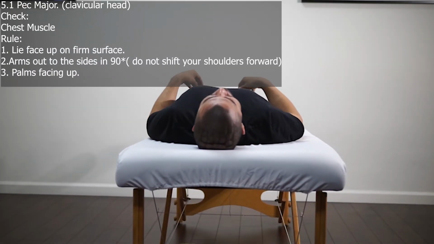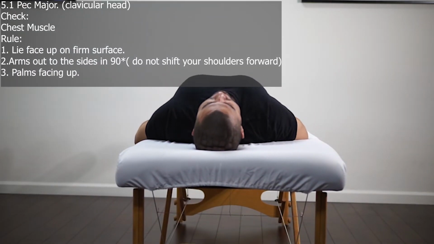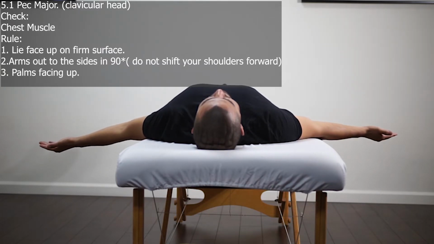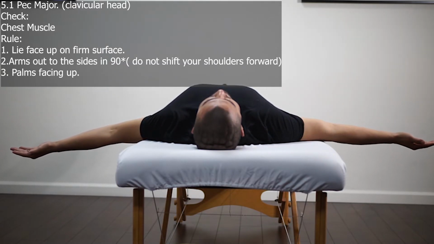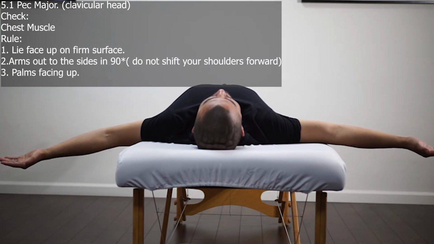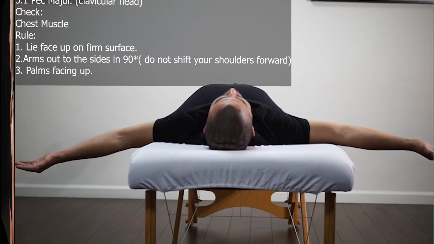Next test is a pectoralis major test. Also a chest muscle. We have to lie down on a surface or floor. We use a massage table, palms up. We have to try to reach 90 degrees without shifting the shoulders and arching the back. If you're not able to reach 90 degrees without shifting your shoulders, you fail the test and you're probably short on your pec muscle.